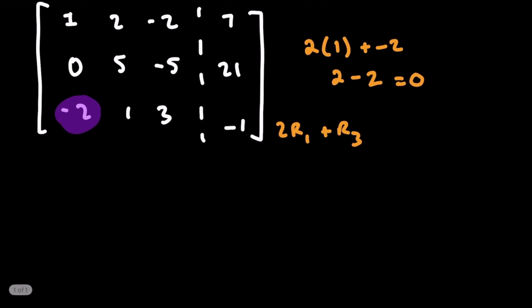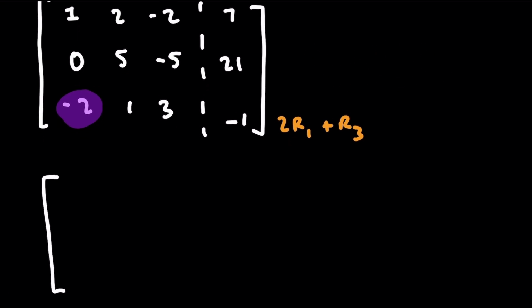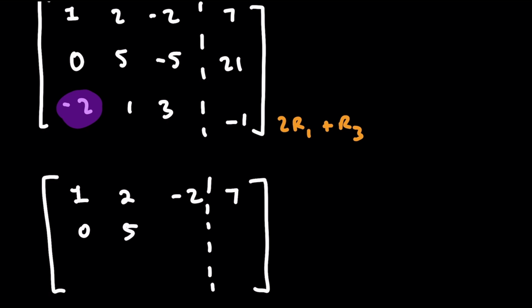So let's construct a new matrix to demonstrate this new information. Because I'm only modifying the third row, there is no need for me to mess with the first 2 rows. So I'm just going to copy down the numbers that I have in the first 2 rows. Now, I have to do 2 row 1 plus row 3 for each of these entries over here.